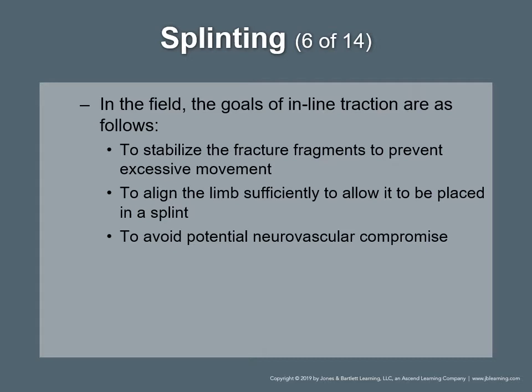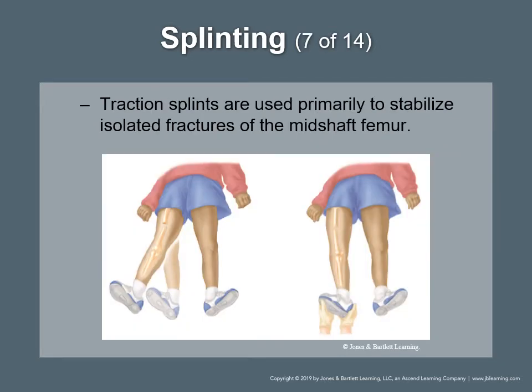In the field, the goals of inline traction are as follows: to stabilize the fracture fragments, to prevent excessive movement, to align the limb sufficiently to allow it to be placed into a splint, and to avoid potential neurovascular compromise. Use the least amount of force necessary. The direction of traction pull is always along the long axis of the limb. It helps if a second person can support the injured limb directly under the site of the fracture.